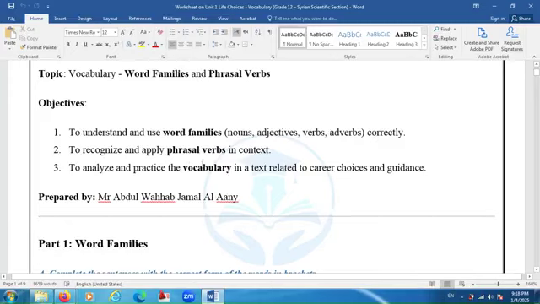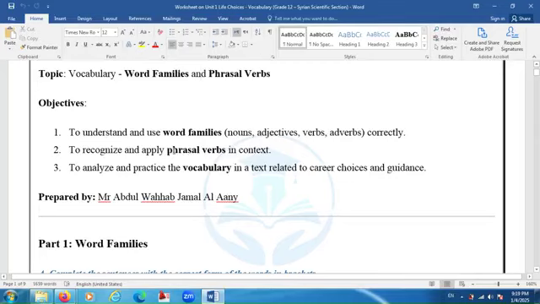Number two, to recognize the phrasal verbs, and we said that phrasal verbs are two or more words which include a verb. So a verb followed by a preposition or a verb followed by an adverb. Like, for example, look up, look into, look at.